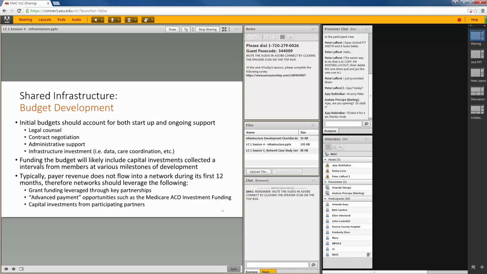So initial budgets are really focused on what are our legal costs, what are our costs to get into our initial contracts, what are our costs for administrative support, and the capital necessary to make some of the infrastructure investments that we need. Funding that budget, we mentioned you have a variety of different ways of doing that, which could include outside funding, but often include support from the participants.